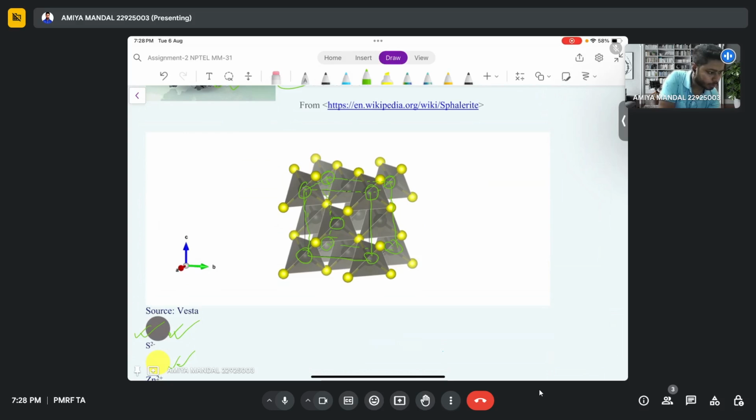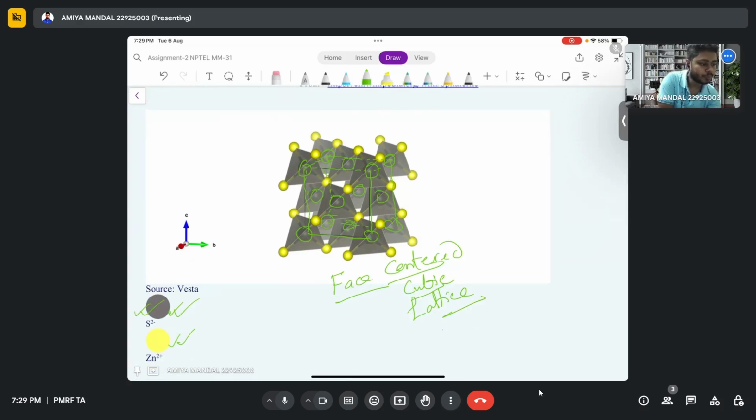Okay, and at each face, a sulfur ion is also present. So this is a face-centered cubic lattice for sulfur, and each zinc ion occupies a tetrahedral position.